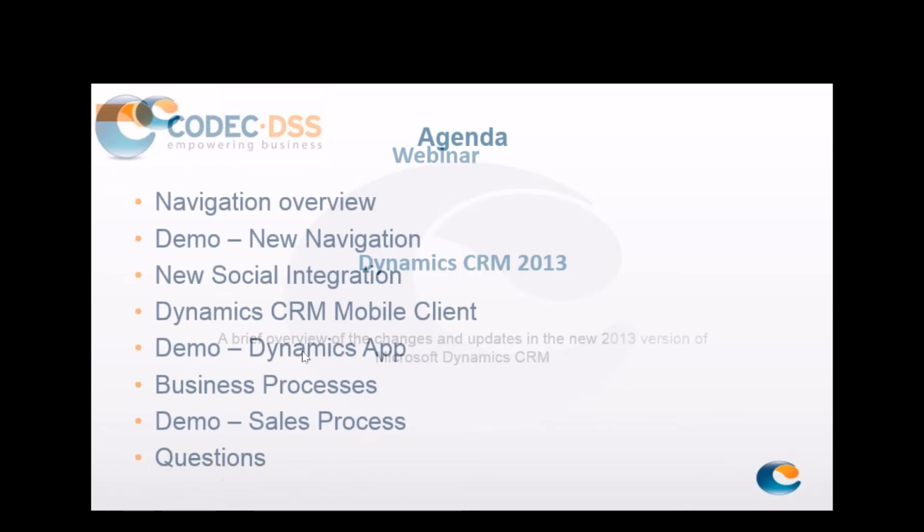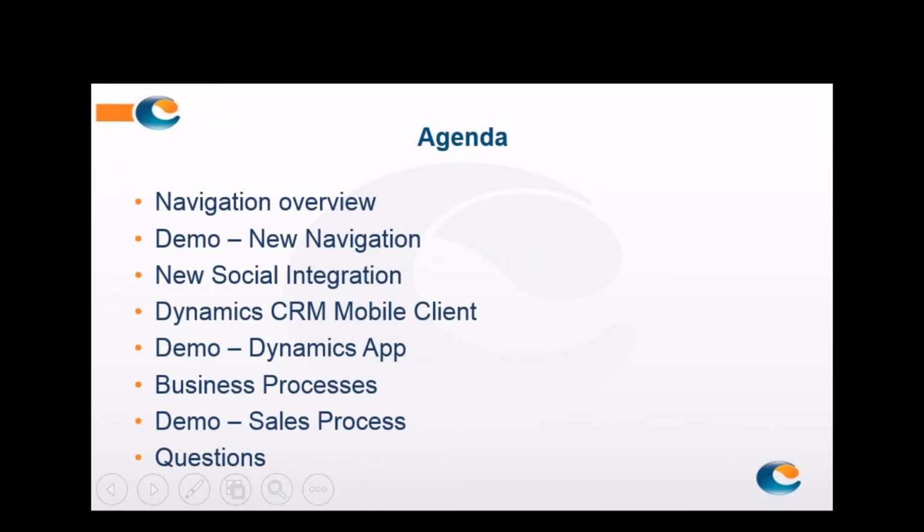Okay, so I'm just going to spin through the agenda here. First off, I'm going to go through the navigation overview. The navigation is the most significant change, I think, for the user in this version of Dynamics. So I'm going to go through a few of the different ways of how you now navigate through the tool. And then I'm going to go into some of the social integration. I don't know if a lot of people out there know, but Microsoft has started to heavily invest in the social side of the enterprise. They've bought up Yammer, and this time around they've really integrated Yammer into Dynamics 2013. So I'm going to show you a little bit about that. If you don't know about it, I will explain a little bit about it.